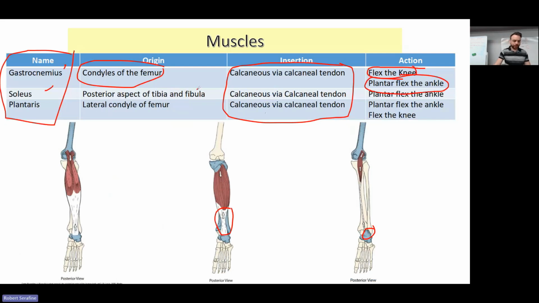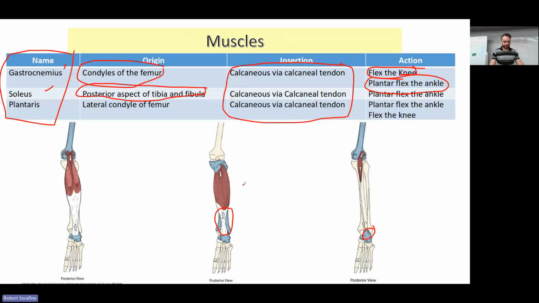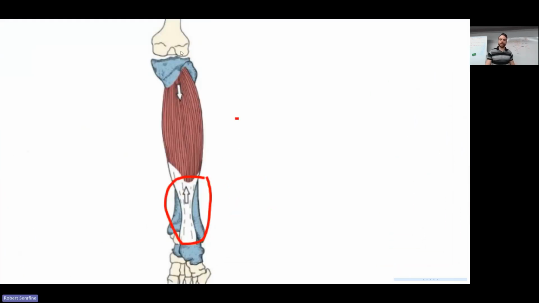Now, looking at the soleus here is very interesting. It's actually on the back of the leg. If we zoom in, it's on just the lower part of the leg. It actually doesn't cross the knee. So that's an important detail to notice: unlike the gastrocnemius, the soleus does not affect the knee. It solely affects the ankle, and in this case, it's just plantar flexion of the ankle.